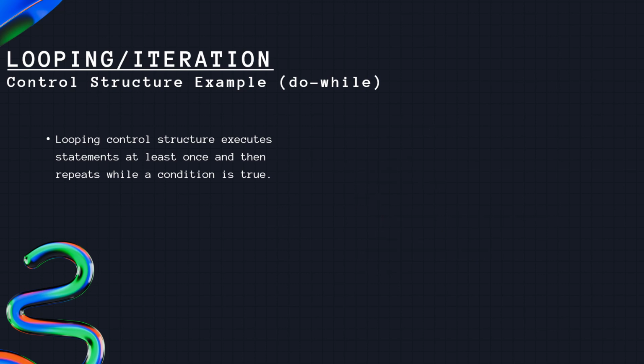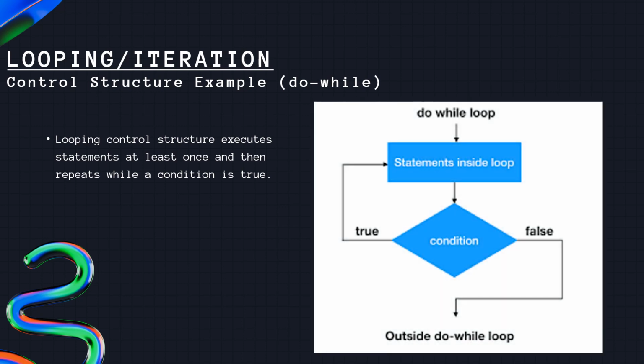The flowchart for a do-while control structure is as shown here, where it first executes statements and then it checks whether the condition is true or false. If the condition is true, it executes those statements again and then checks once more whether the condition is true or false. This continues until the condition becomes false, where the program continues towards the end.